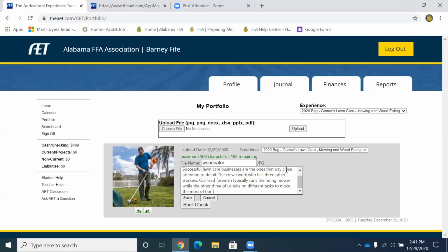Give a good, thorough explanation of what's happening in the picture and in your SAE. When I was doing the pictures for the Star in Agribusiness, those kids did a fantastic job with their pictures, explaining their project and what they were doing.